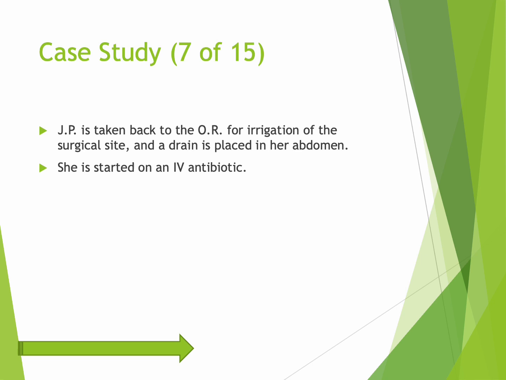So JP is taken back to the OR for irrigation of the surgical site. Usually they use vancomycin, and a drain is placed into the abdomen, and she's started on an antibiotic. So drain, depending on what kind of drain you have, usually it's a JP drain. You need to keep a good eye on that. You need to check the color. You need to make sure that these guys aren't clotted.